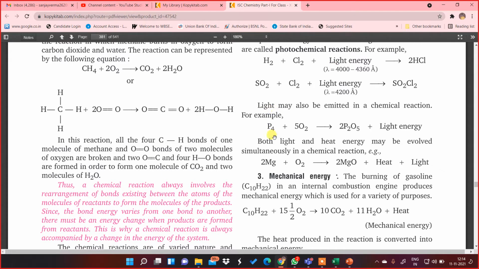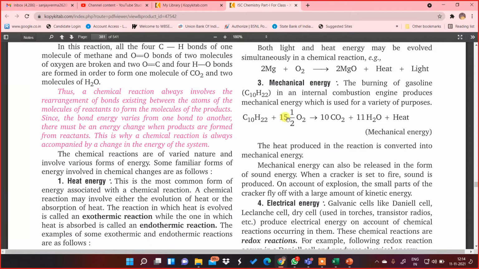But there are other reactions, like if you expose phosphorus to the oxygen of the air, it forms phosphorus pentoxide, but light energy is given out. Both light and heat energy may be evolved simultaneously in a reaction like this. If you take magnesium ribbon and burn it in oxygen, both heat is given out as well as light, bright white light.